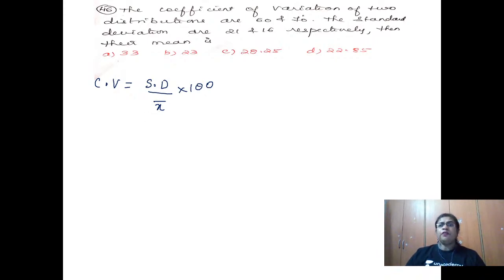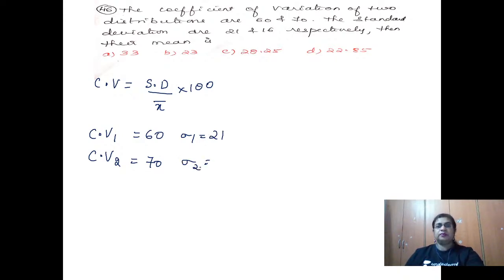Now, what is given? Coefficient of variation of two distributions are given. The coefficient of variation of one distribution is 60, and of the second distribution is 70. The standard deviations are 21 and 16. What I have to find is their mean.